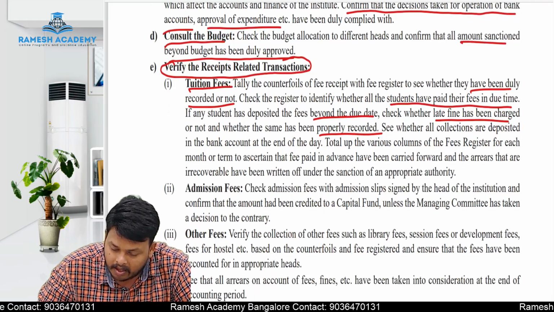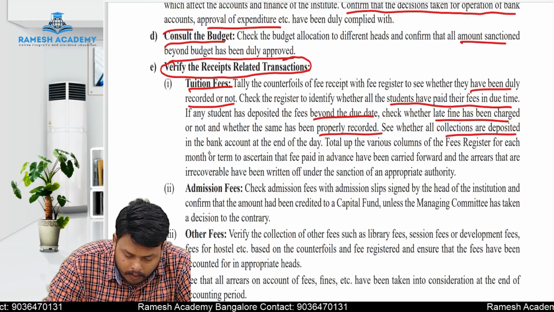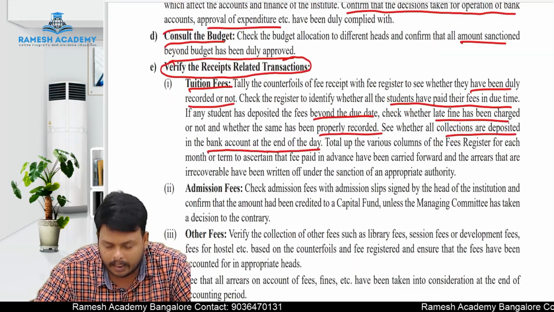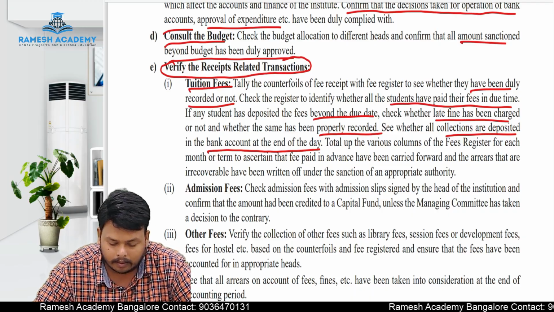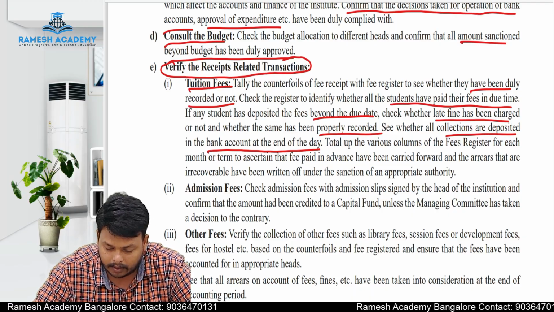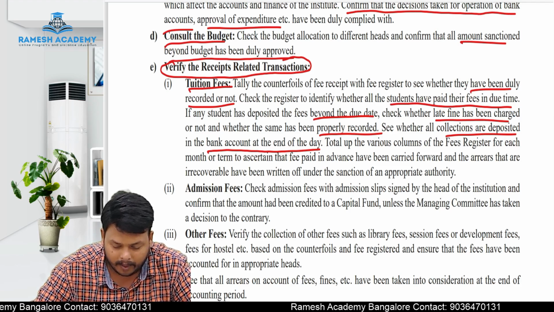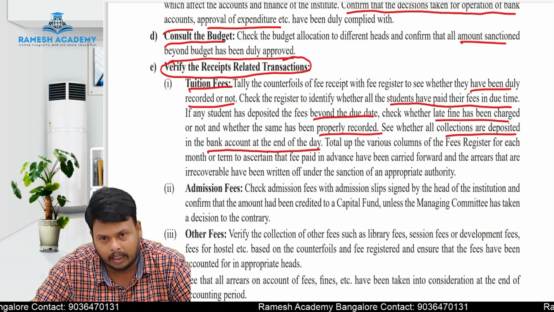See whether all the collections are deposited into the bank account at the end of the day. Total up various columns of the fee register for each month and term to ascertain that fees paid in advance have been carried forward and that the arrears that are irrecoverable have been written off under the sanction of appropriate authority.